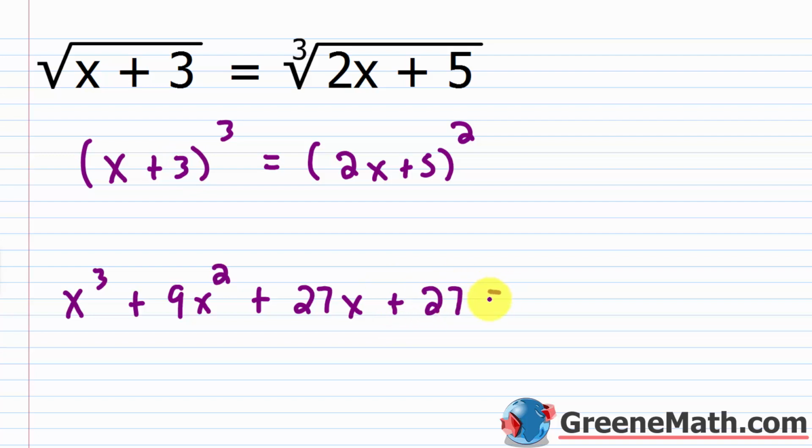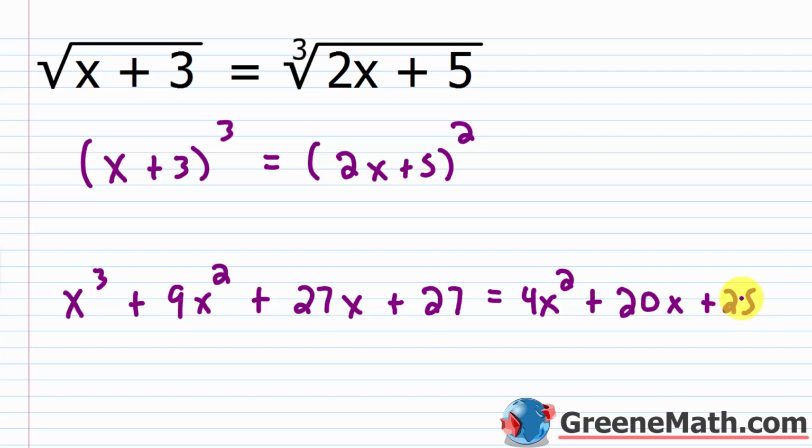Okay, so this is equal to, if I squared this, I would have 4x squared plus 2 times 2x times 5. So 2 times 5 is 10. 10 times 2 is 20. And then times x. And then lastly, plus 5 squared is 25.